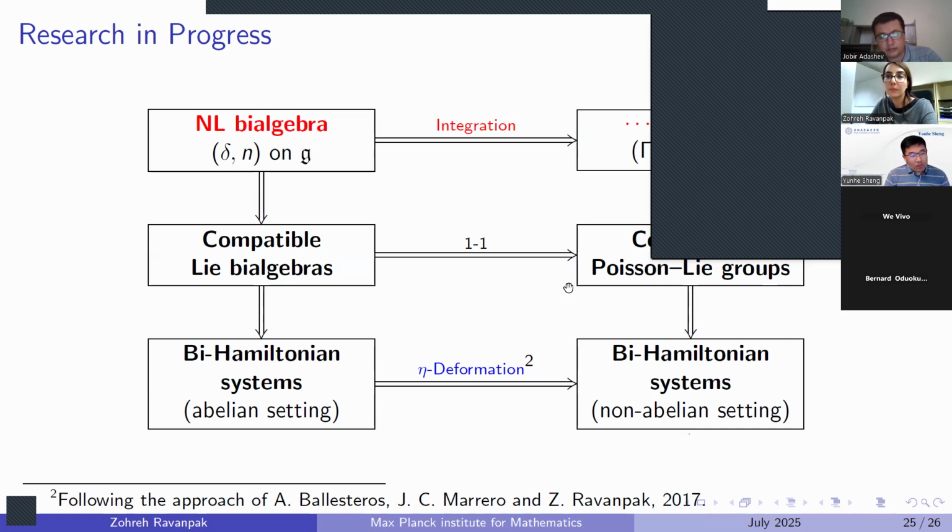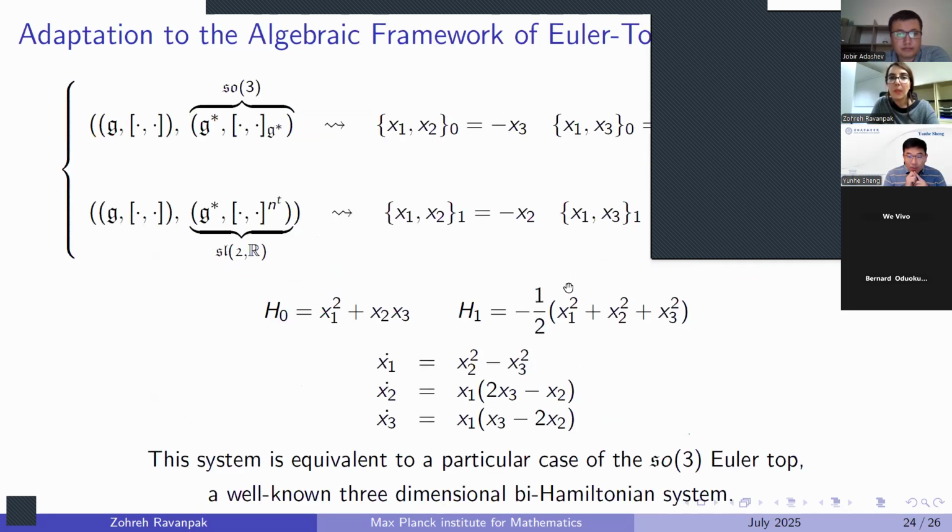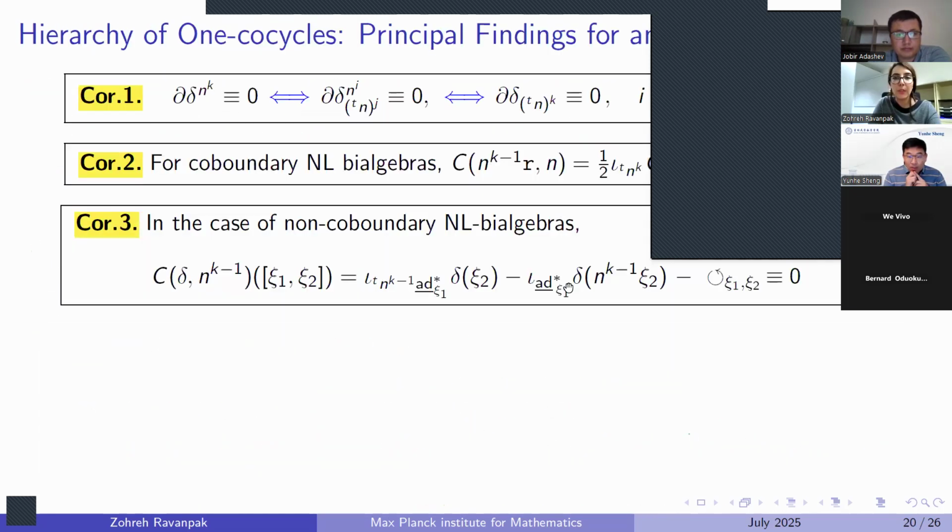Okay, so another question is, you have a very big diagram. I'm still curious about the deformed Lie bracket, the deformed algebra by the Nijenhuis operator n, and the deformed algebra structure on G star by n star, the transpose of n. For those two algebra structures, are they Lie algebras? This picture, maybe I show it here.